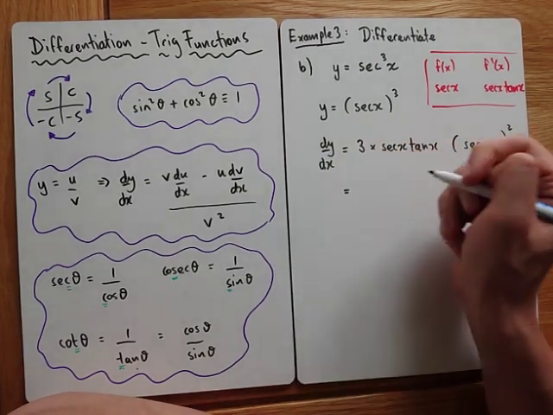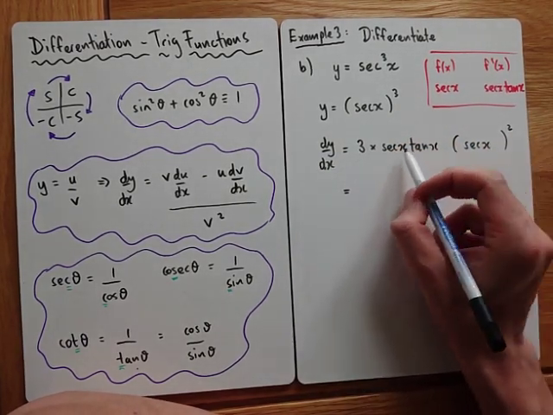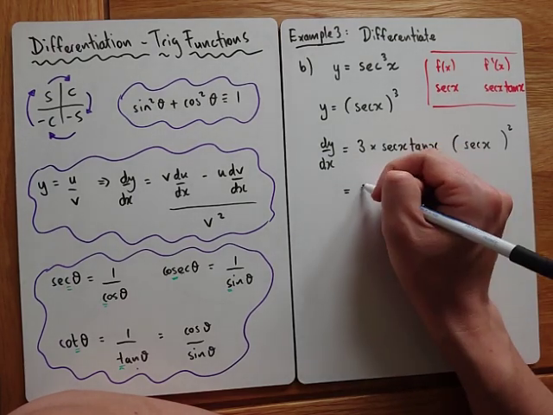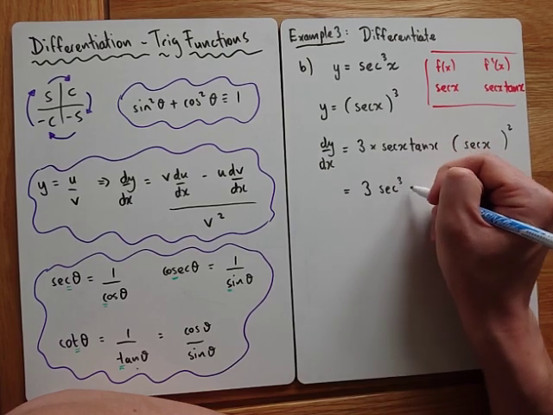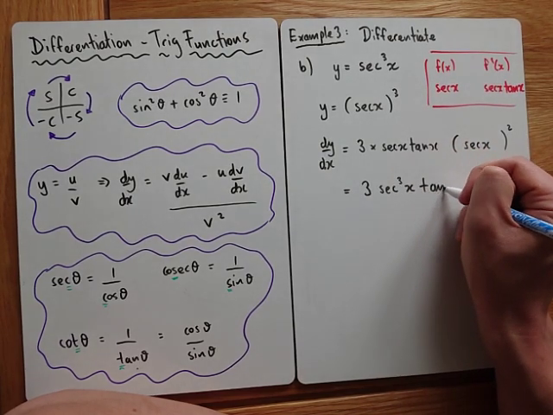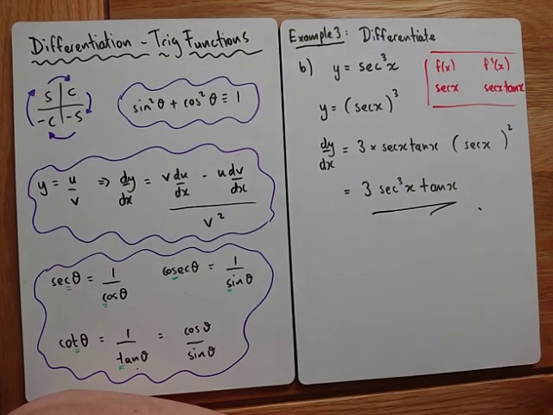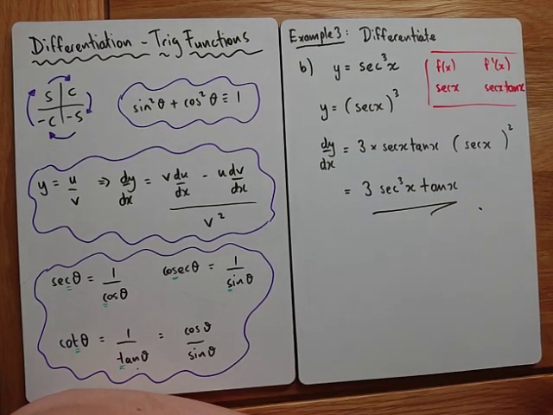Okay, so let's just tidy this up. We've got sec squared, and that's times by another sec as well, so that would be 3 sec cubed x tan x. Okay, hopefully that was useful.